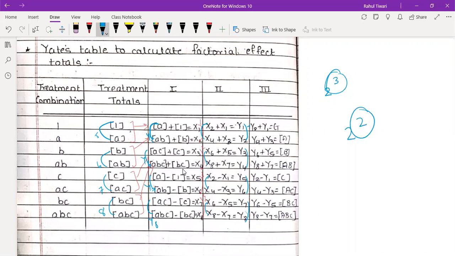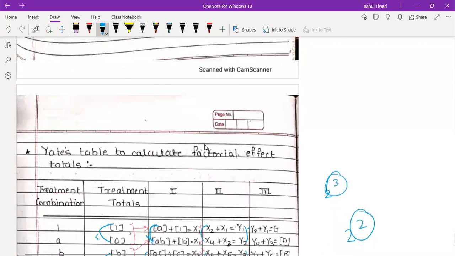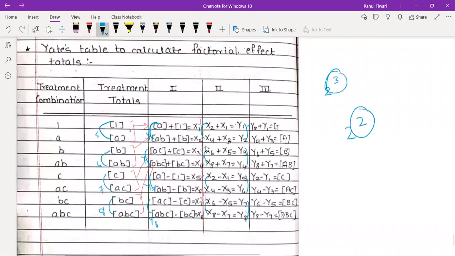And once you get this, all of factor A, factor B, factor ABC, the totals, you can substitute here. Once you get A, square the bracketed A and divide by 8R, you will get the sum of squares for A. Similarly B, C, AB, AC, BC, ABC, and blocks, treatments, substitute, prepare an ANOVA table, and do the testing of significance. Okay, so I think this much is there in your syllabus.